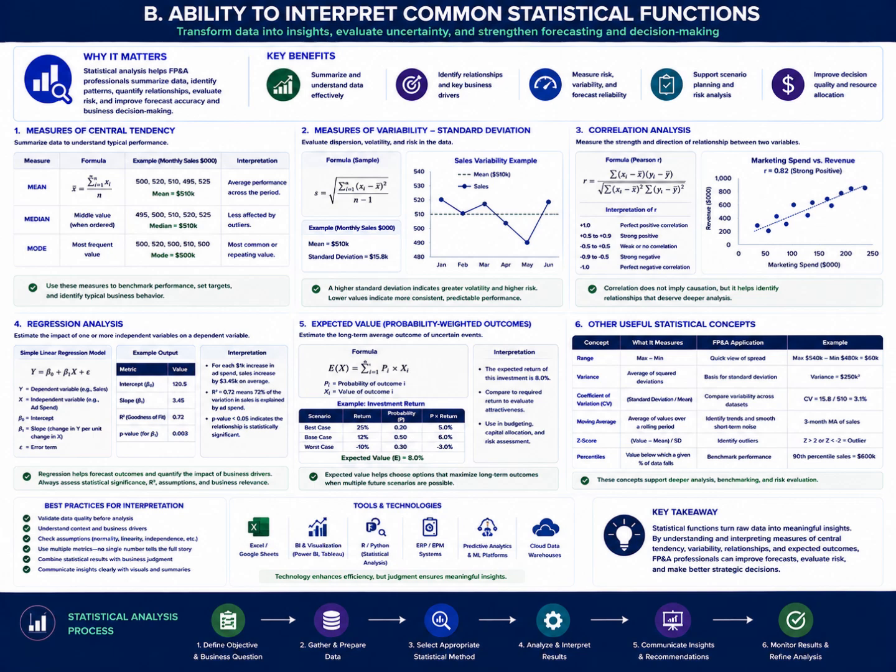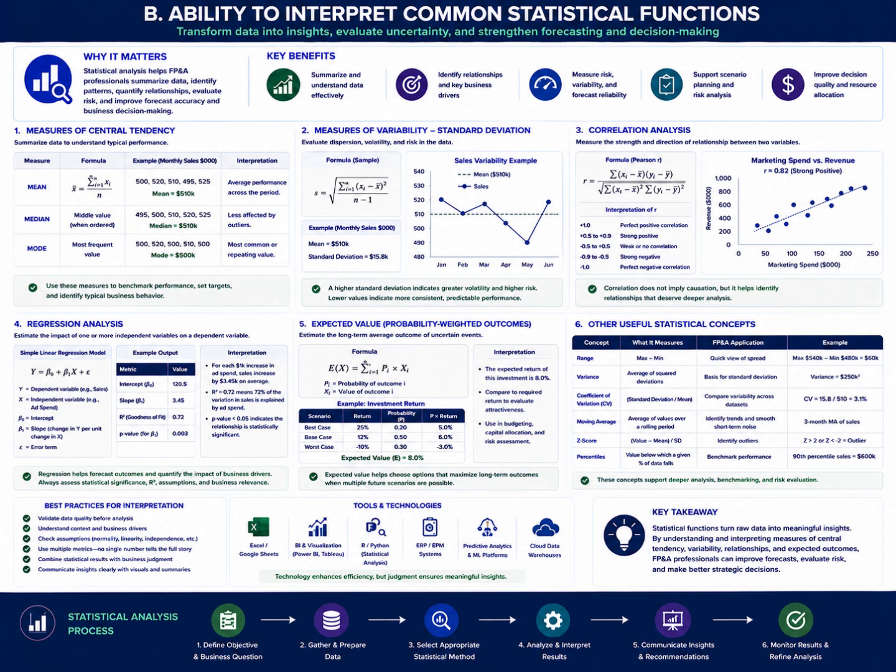Expected value analysis supports financial planning and risk evaluation by estimating probability-weighted outcomes across different business scenarios. FP&A professionals use expected value concepts in investment analysis, budgeting, scenario planning, and resource allocation decisions where multiple possible outcomes exist. Modern FP&A teams increasingly combine traditional statistical methods with predictive analytics, machine learning, and driver-based forecasting tools to improve forecasting accuracy and analytical efficiency.